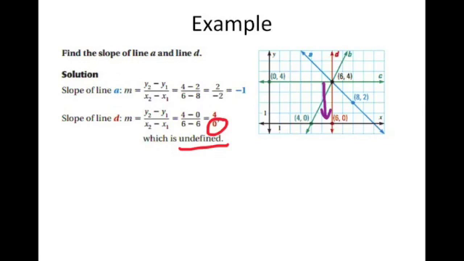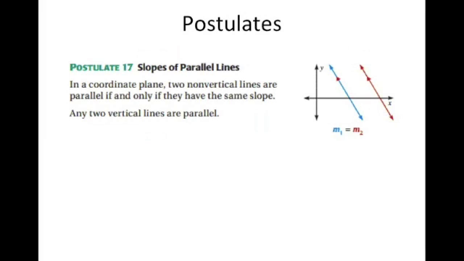Alright, let's look at the geometry part of this. So a couple postulates, things that again we accept as being true without necessarily having to prove them. Okay, the first one is the slope of parallel lines. We say in a coordinate plane, two non-vertical lines are parallel if and only if they have the same slopes. So if they have the same slopes, they're parallel. If they don't have the same slopes, they're not parallel. Okay?